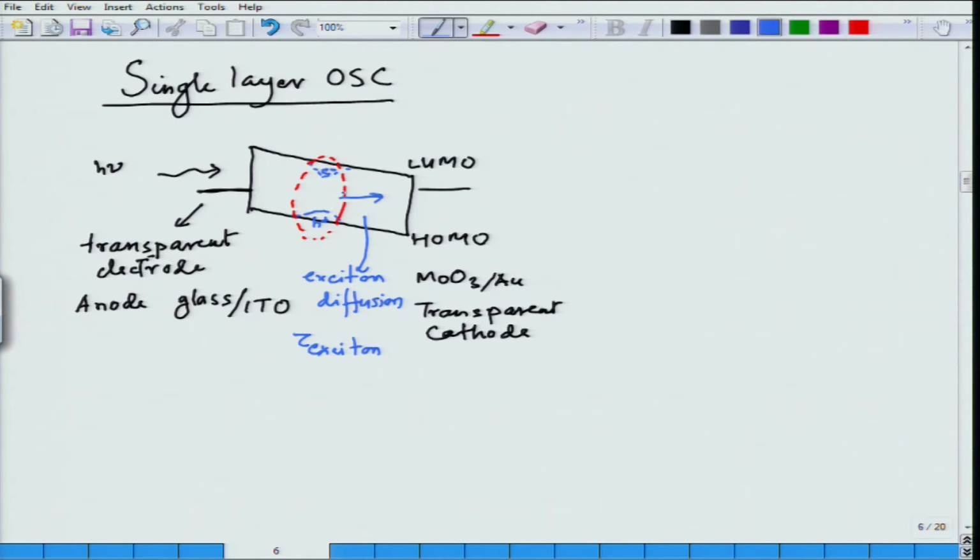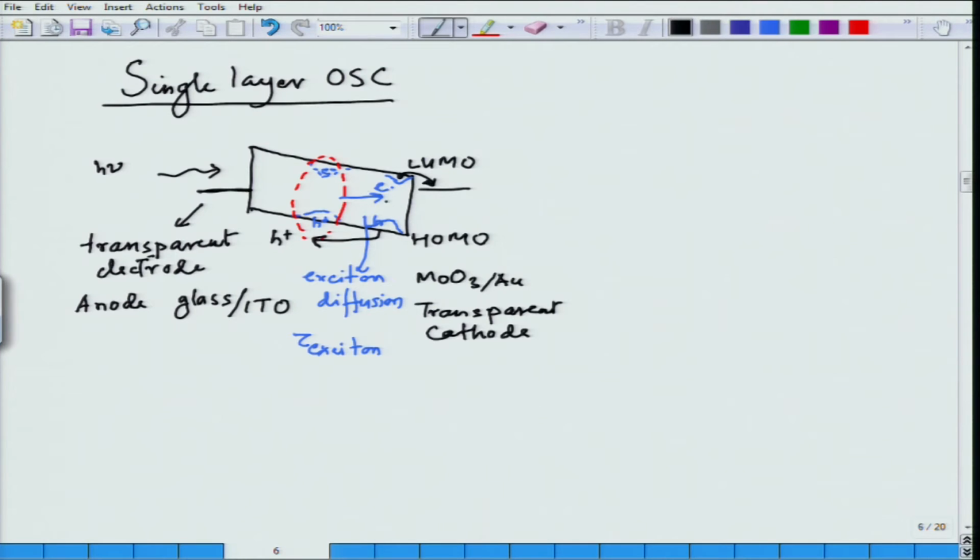Now, in that length this exciton is going to diffuse and maybe come to this point at an electrode. It could go in the other direction also. Now, this electron and hole will then get dissociated such that the electron is collected at this end and the hole will travel to the opposite electrode.